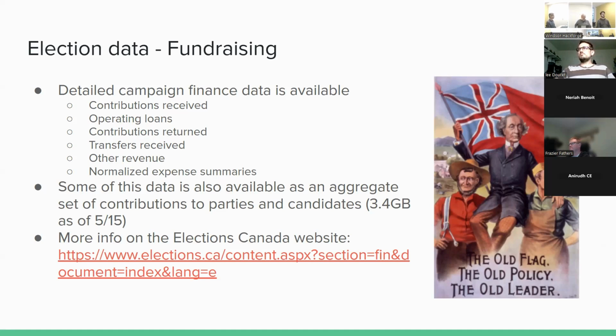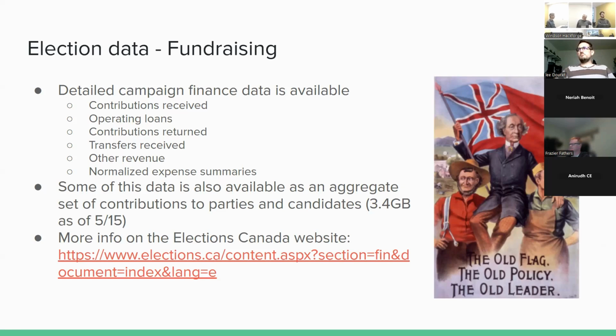And some of it is available as an aggregate, okay? There is a pretty big data set of contributions to parties and candidates. It's over 3 gig, and that is every contribution made at the federal level since 2020. They have tranches of years, and presumably it's when the download gets too big, they kind of cut it off and give you another set of years.